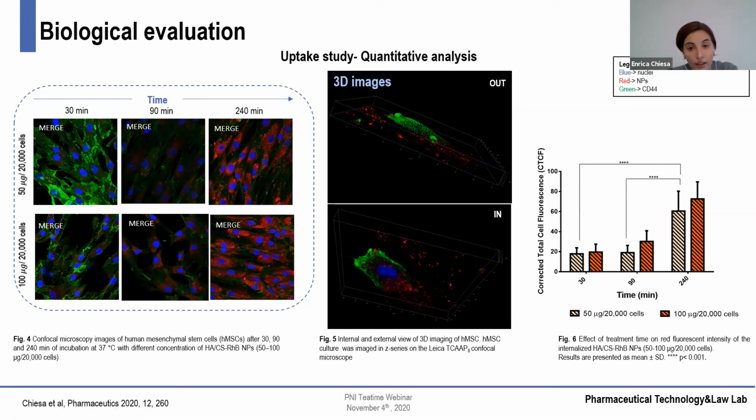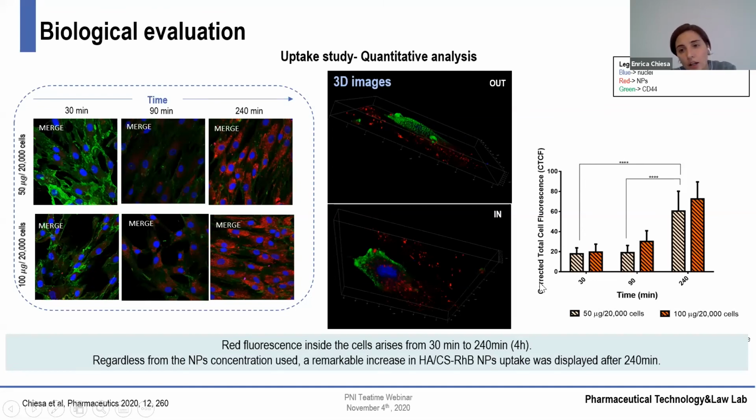The internalization of our nanoparticle is better revealed by the 3D images obtained by the confocal image elaboration along the z-axis. And as you can see here, we have on the top the cell membrane where CD44 is stained in green. And here inside we have the nucleus and the red nanoparticles widely distributed into the cytosol. Quantitative analysis permits us to claim that the red fluorescence inside the cells rises from 30 minutes to 4 hours of incubation, regardless of the concentration of nanoparticles used.